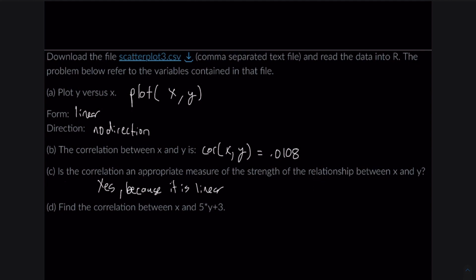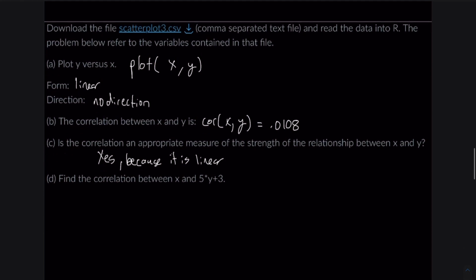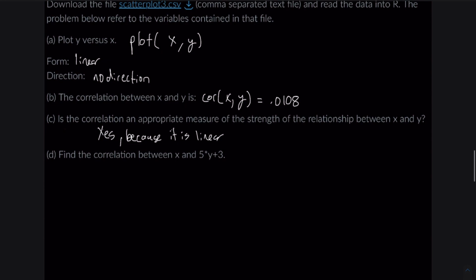Okay, so part D says find the correlation between x and 5y plus 3. Whenever you do anything like this, if you're doing anything to a variable, it's not going to matter. So the correlation is still going to be the same. It's still going to be this 0.0108. No matter what multiplication or addition operations you apply to each of these variables, it is still going to come out with the same correlation between x and y. So that's one of the interesting facts to know.